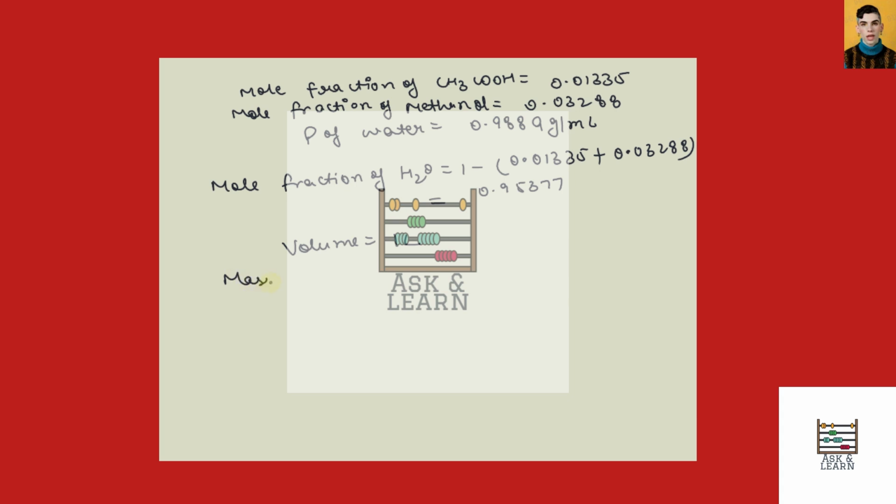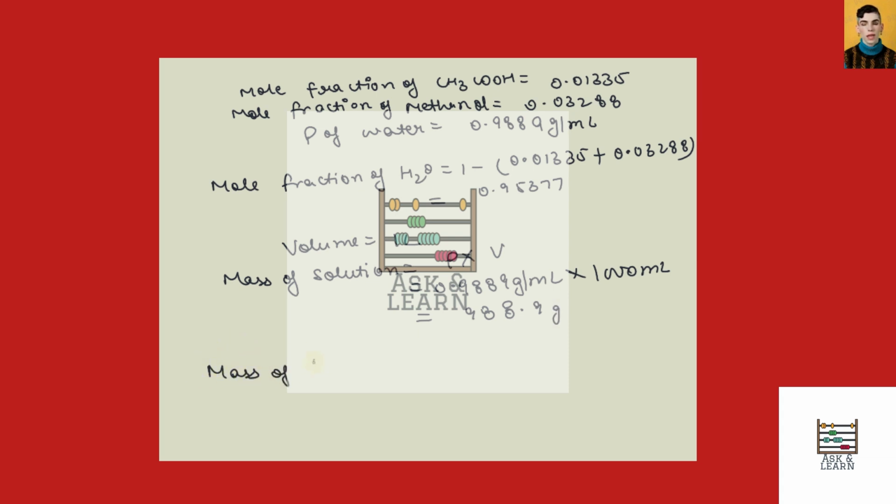Now here let's assume the volume is equal to 1 liter. So here the mass of the solution is equal to density into volume. So 0.9889 gram per ml into 1000 ml. So mass comes to be 988.9 gram.